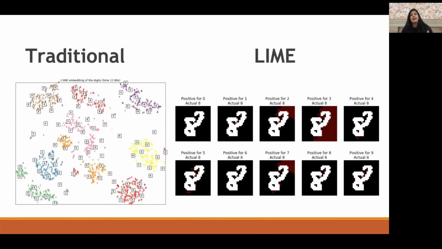So if we compare in case of digit classification, it's a very classic problem. If you'd have to go the traditional way, what you do is plot a t-SNE of the embeddings, and then try to see by clustering the predictions together where my model is going wrong. You'd see that here 0 is getting classified as 6 in some cases.